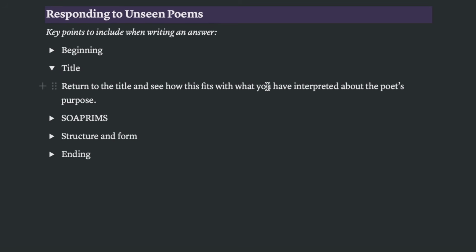So now that you've written about the beginning of the poem and what you think is significant about it, as well as the poet's purpose, return to the title and see how this fits with what you have interpreted about the poet's purpose. So like the title of that poem is If, so you would return to the title and comment on the significance of the poet using the word if as the title and what this infers about his purpose of writing the poem. So you would do that when you write your answer. First, mention the beginning of the poem, then go back to the title and link it with your first paragraph.